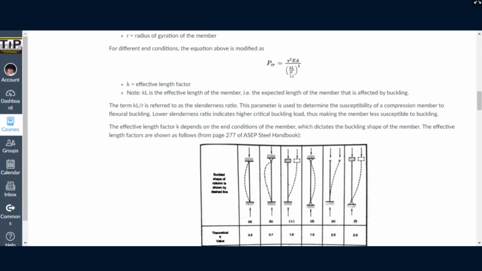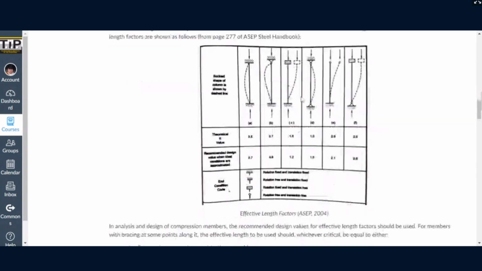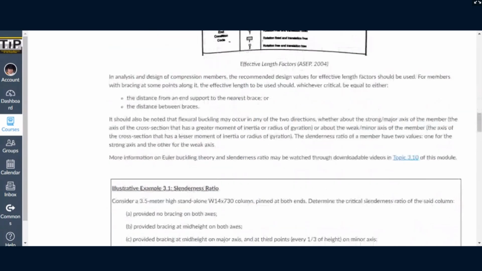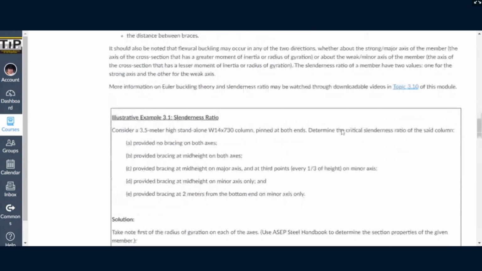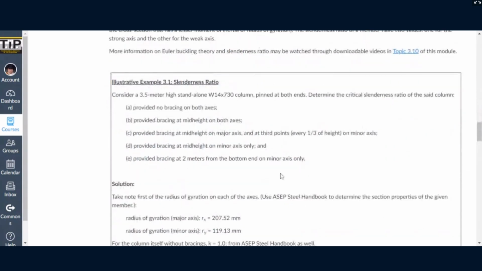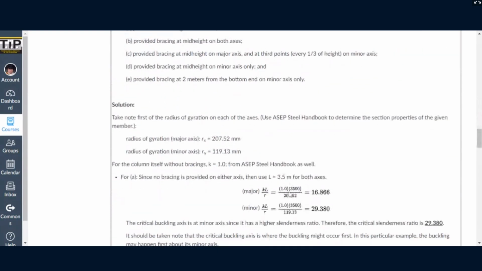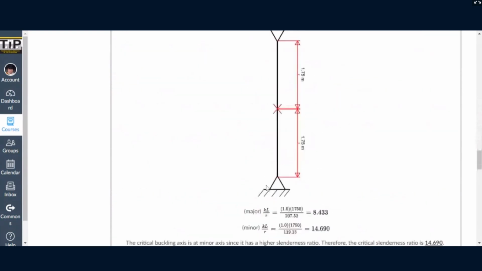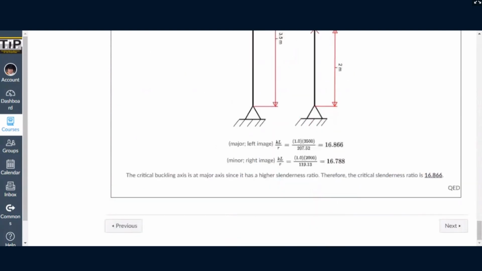So we know last time that the higher the slenderness ratio, the higher the susceptibility of the said column to buckling. Okay. So we also discussed the effect of bracing. So it changes the effective length of the column. We also discussed an example as well on how to determine the critical slenderness ratio. So there you have it.